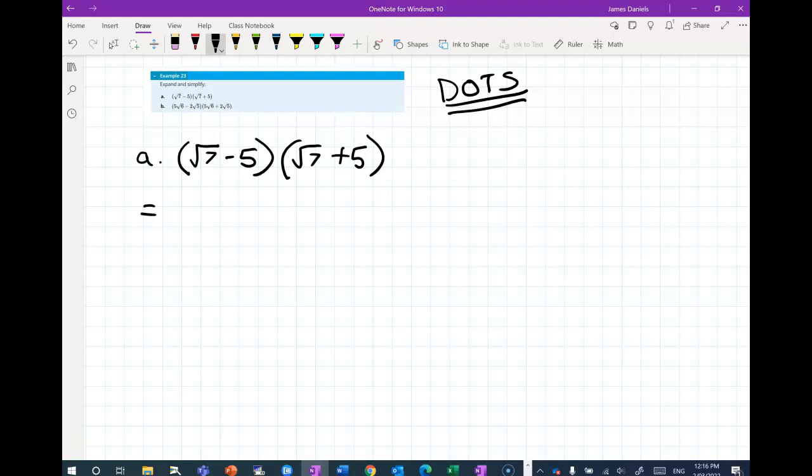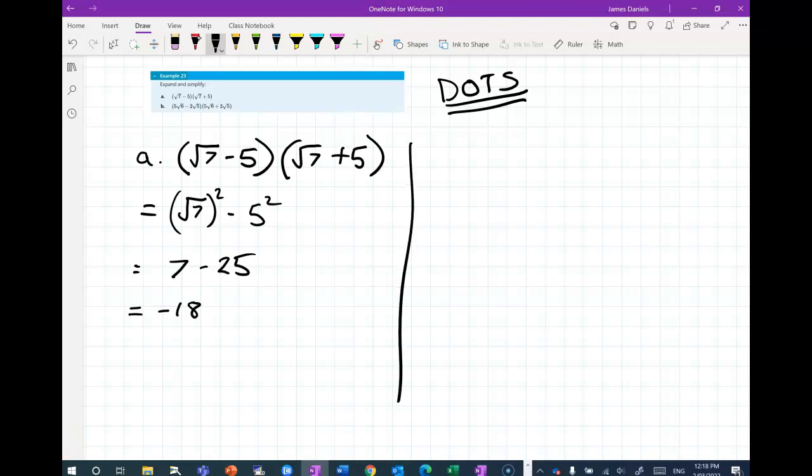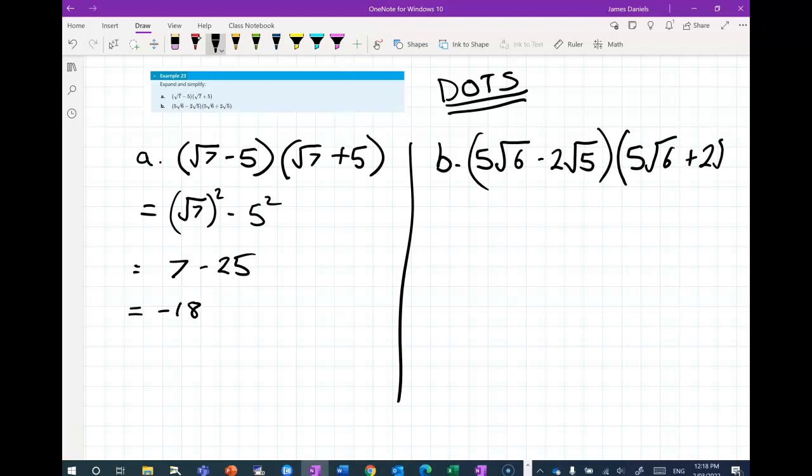Therefore, I can write it as root 7 squared minus 5 squared. And simplifying that, this was rule 1 from a couple of exercises ago, is the number 7 minus 25. And when we do this, I'd end up with minus 18. All right, having a look at B, 5 square root 6 minus 2 square root 5. And the other one we have is 5 square root 6 plus 2 square root 5.